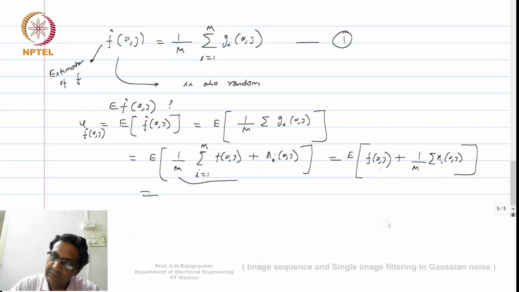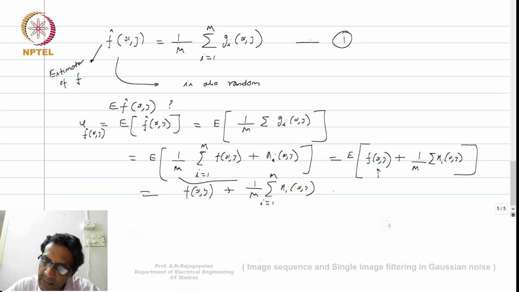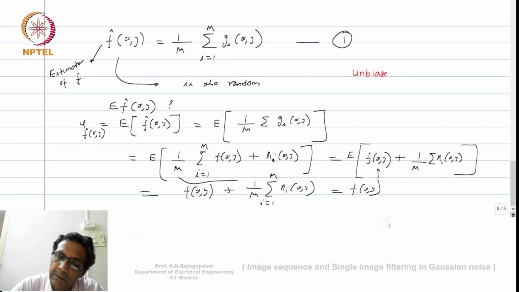Because f is a constant, this simply comes out as f of x,y, and because the expectation is a linear operator, we can push that inside the summation of eta_i of x comma y, i going from 1 to m. Since we assume noise to be zero mean, this becomes equal to f of x,y. That means the mean value of f hat is in fact f of x,y. Such an estimator is called an unbiased estimator, which is a desirable property of an estimator. Its mean value is equal to the unknown which you're trying to estimate.